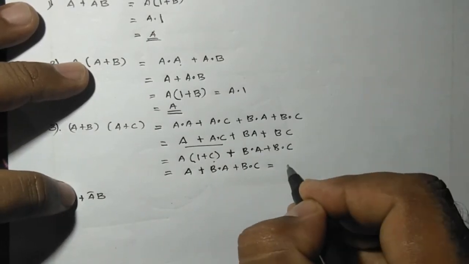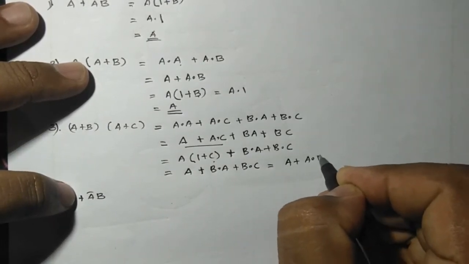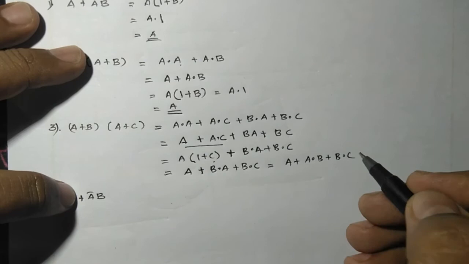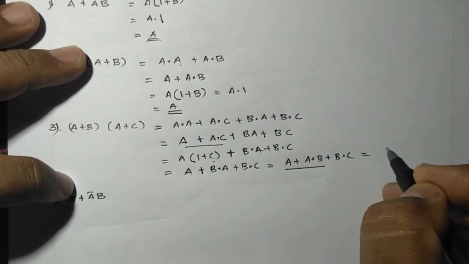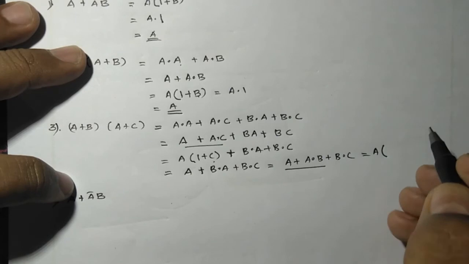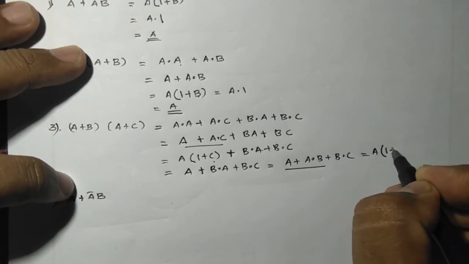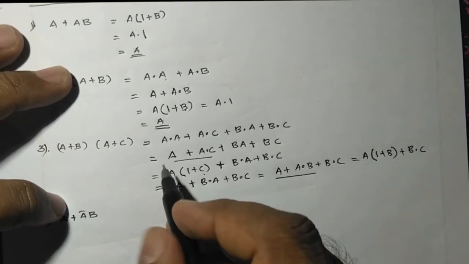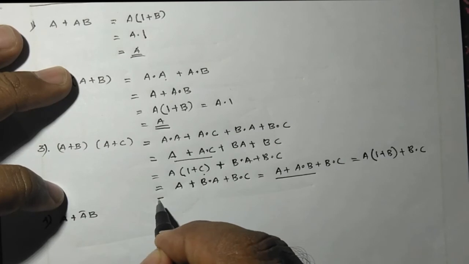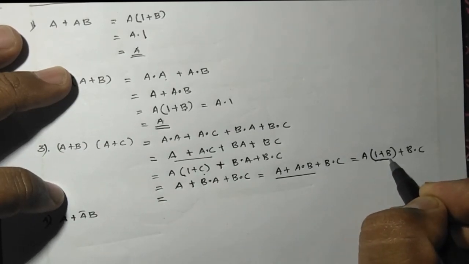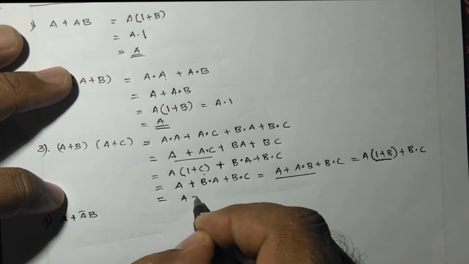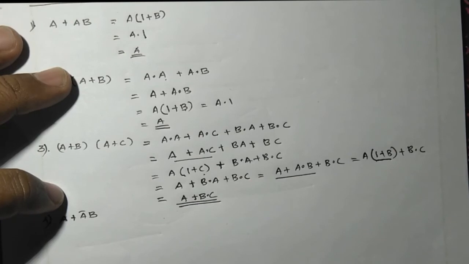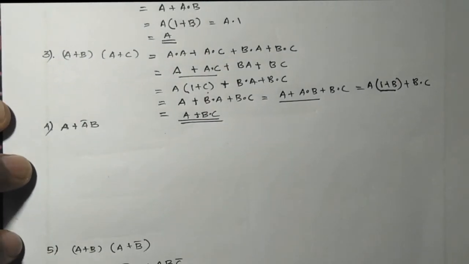This could be written as A or A and B or B and C, because B and A is A and B. And taking A as common, A and (1 or B) or B and C. Now 1 or B is 1. So this is A or B and C. This is the answer. Finally, let's do one more example.